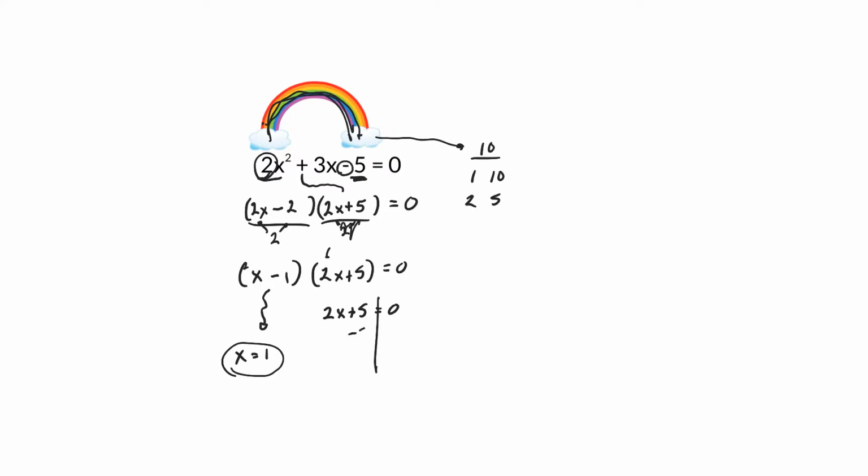So again, subtract 5. That's what we normally do. But because I have a 2x, I now have to divide. So for the first time, I actually get a fraction answer. That's my second answer.